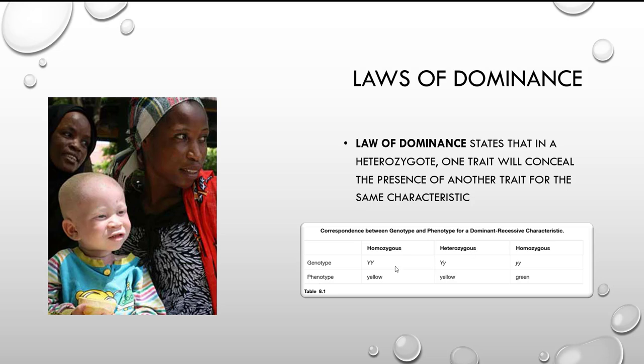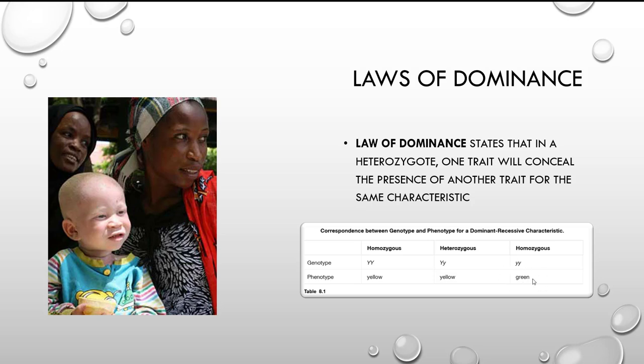So this one is showing the pea color. If we have a heterozygous for pea color, it will show the yellow coloration for the pea. It won't show the green, okay? The only way that we will see the recessive phenotype is if we have only recessive alleles, okay? If we have a dominant allele at all in the genotype, it will show the dominant phenotype, okay?